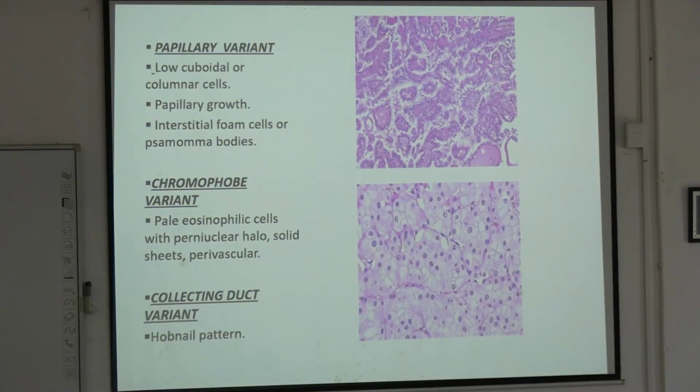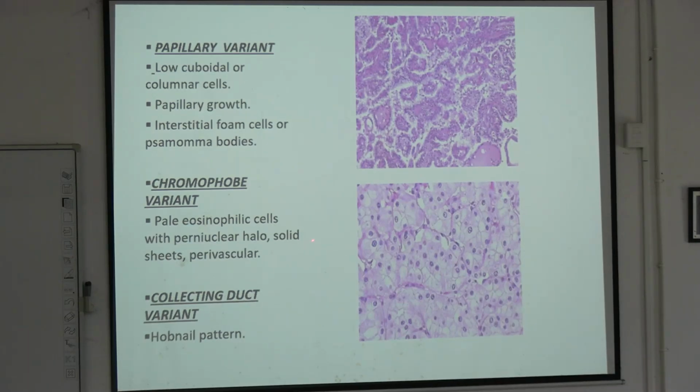Then comes the papillary variant, which has the worst prognosis. Papillary, as the name suggests, they are arranged in a papillary configuration. This kind of growth, these structures are all papillary. They are formed of columnar or cuboidal cells, and their growth pattern is papillary. And the core of the papilla will have interstitial foam cells or psammoma bodies.